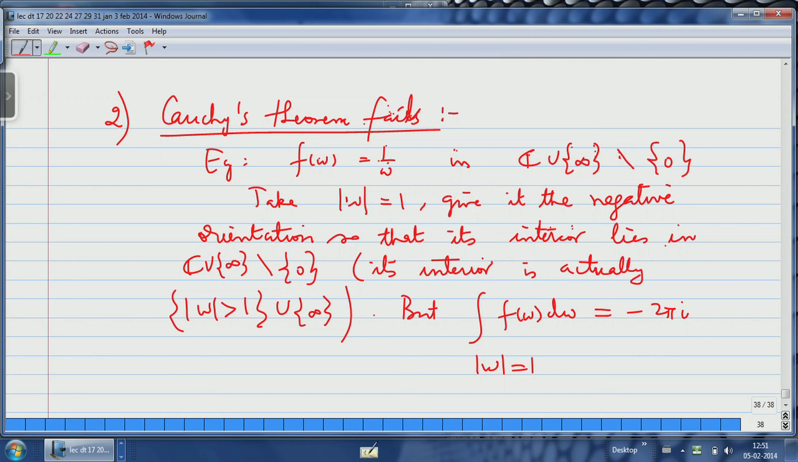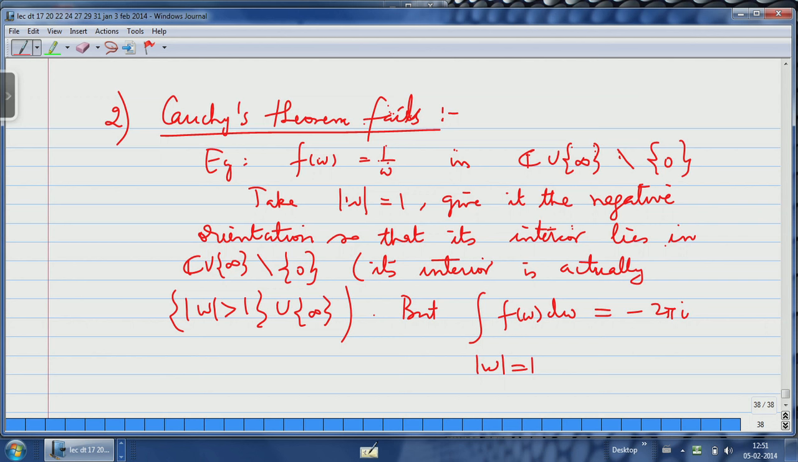Mind you, I am getting this minus because |W| equal to 1 is given the clockwise orientation. You have done this computation with anticlockwise orientation in a first course in complex analysis, and you always get 2 pi i, but since I have changed the orientation to clockwise, I will get a minus sign. Because after all, if you change the orientation of the path of integration, then the integral will change by a minus sign, you know that.